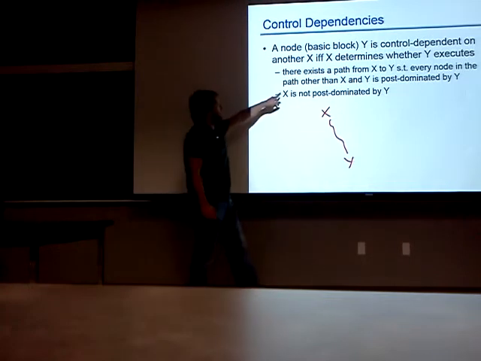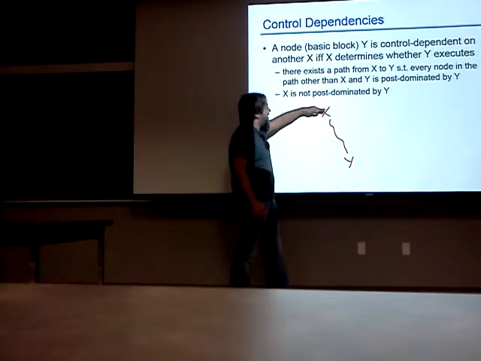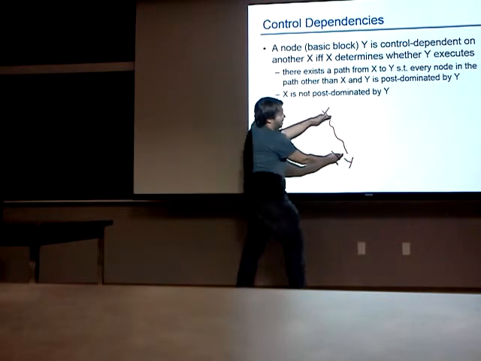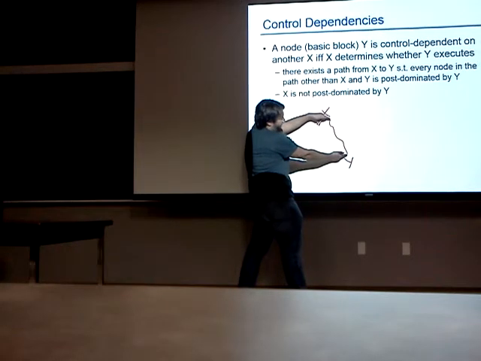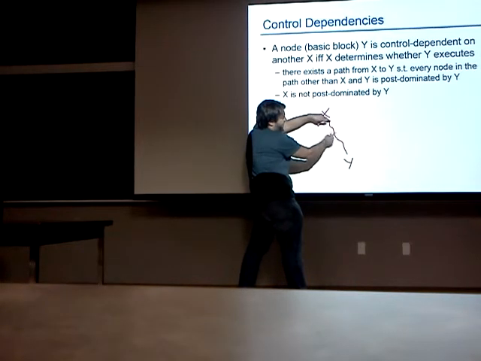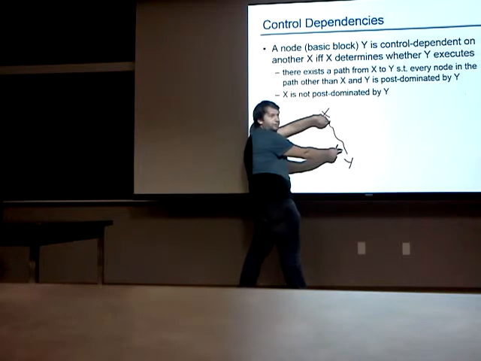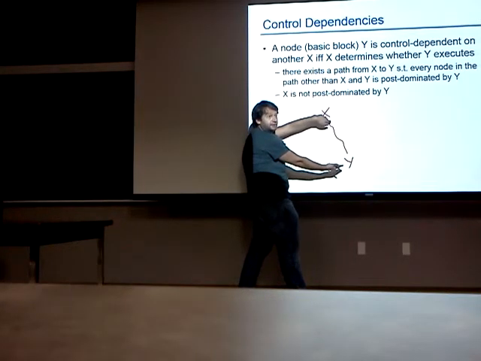What we're saying here is something different. We're saying that every node other than X and Y is post-dominated by Y, which means that if we're in here, any node in here has to be post-dominated by Y. It means that if we're in this portion of the control flow graph, there will be Y. Y is inevitable, right? You're saying X here is like an if check.